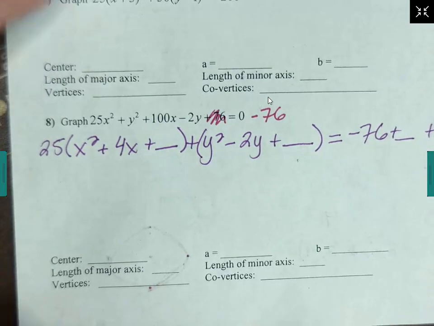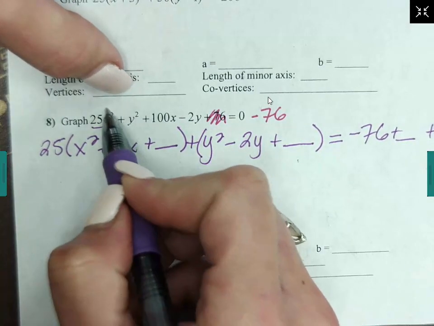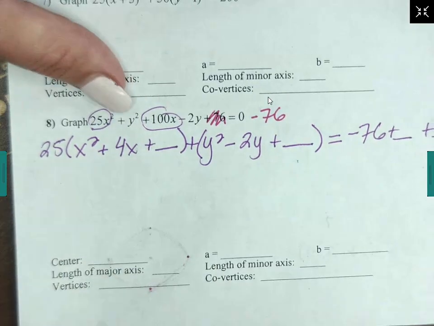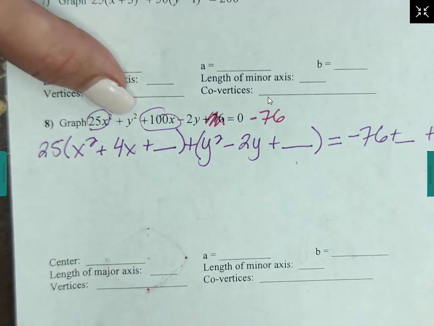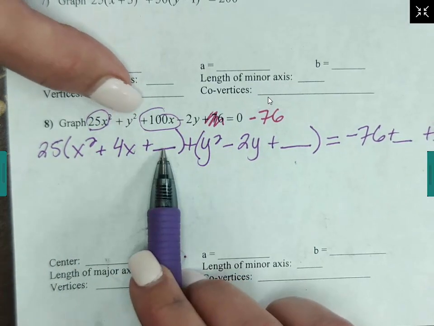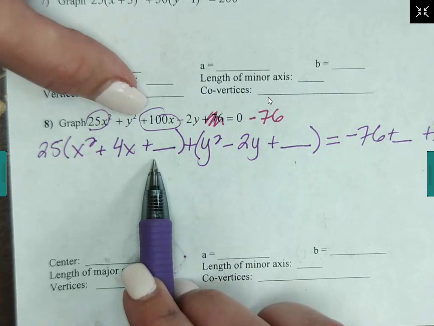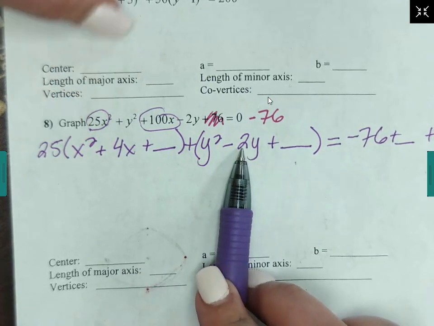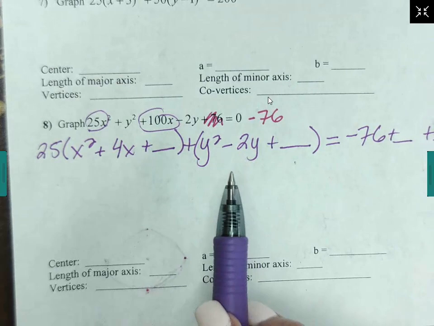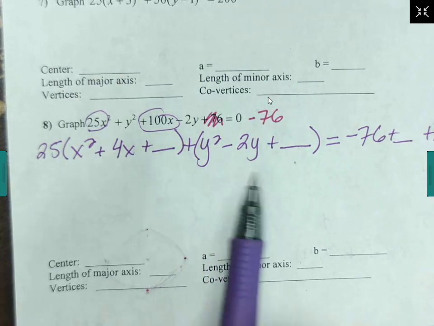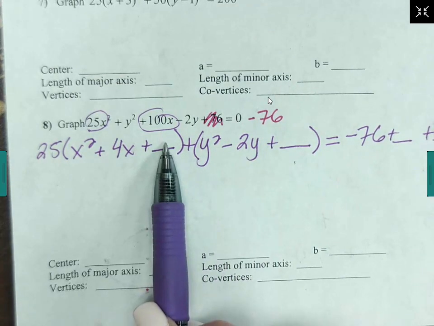Okay, so what we did is we saw this 25x squared and this 100x squared, and all we did was factor the 25 out from that, okay? And now we need to complete the square. We need to complete the square for our x's, and we need to complete the square for our y's, okay? Please pay attention. So in order for us to determine what goes in this blank, we have to do b divided by 2 and square that, please.